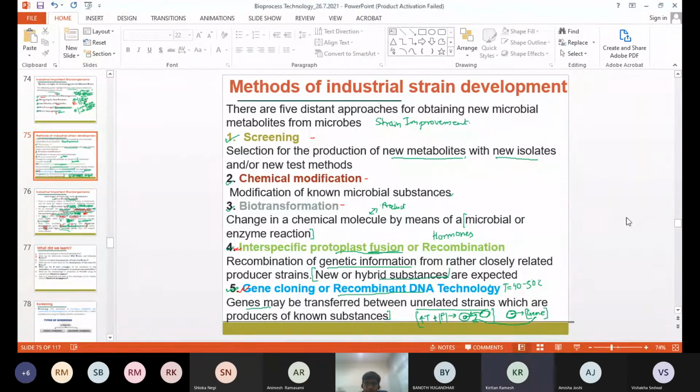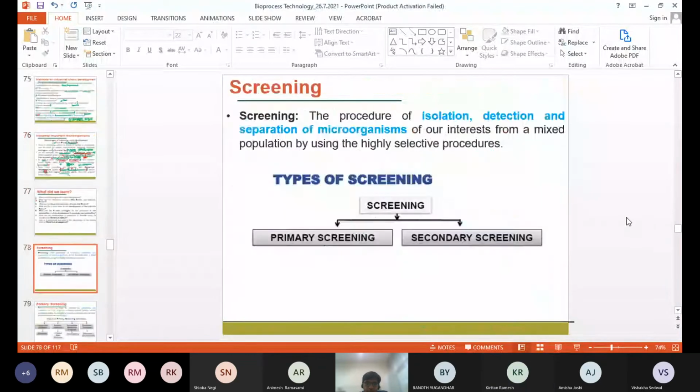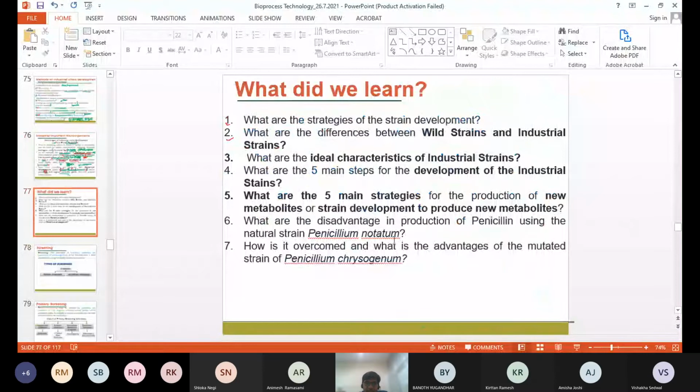Anyone can tell question number 6: what are the disadvantages of the production of penicillin, and how does, for example, the mutated strain of Penicillium chrysogenum help in improving the yield? Questions 6 and 7 are related. Can anyone tell the answer?